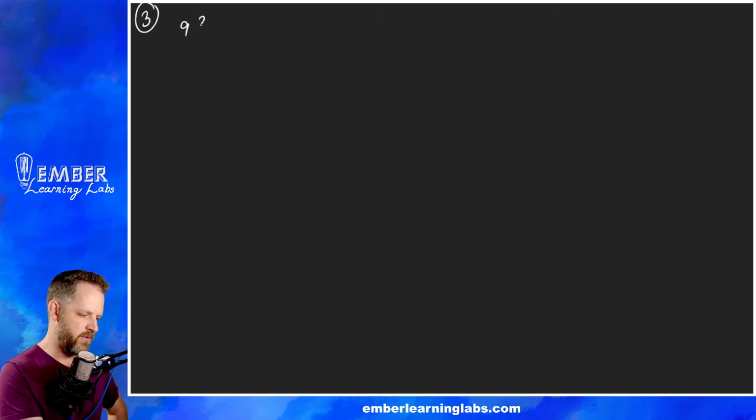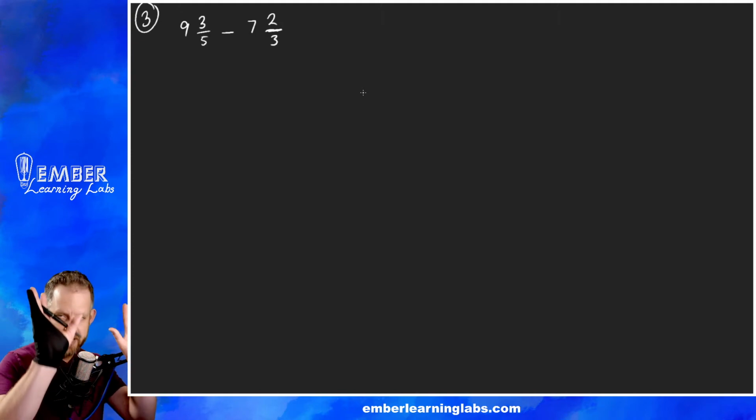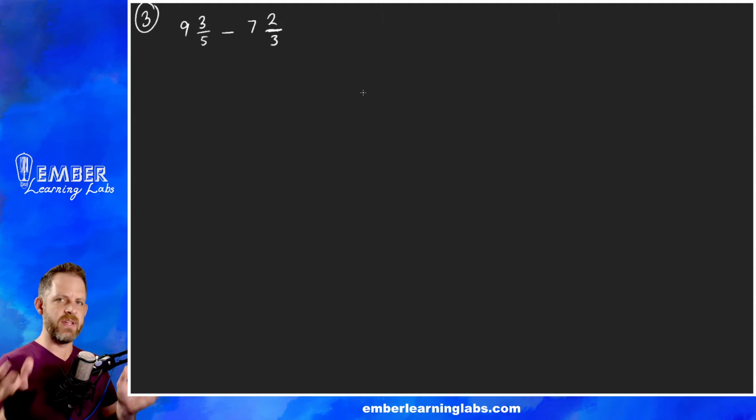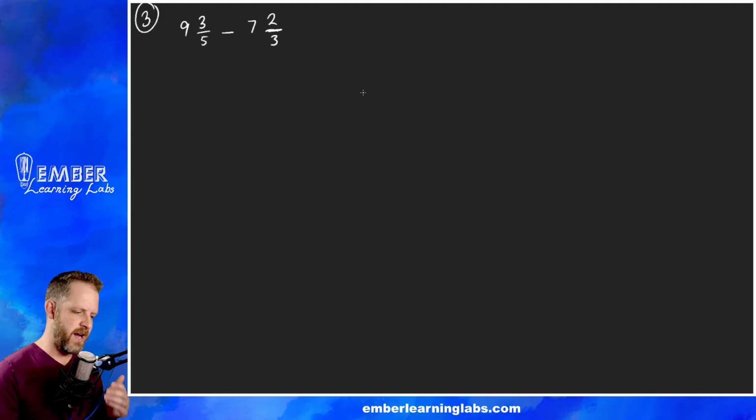9 3/5 minus 7 2/3. Okay. So what I like to do is kind of pull these fractions out, get the common denominator, and then go back and stack the mixed numbers like we've been doing, like we did in the last video, and borrow if necessary, all those things, right? So we've got 3/5 and 2/3.